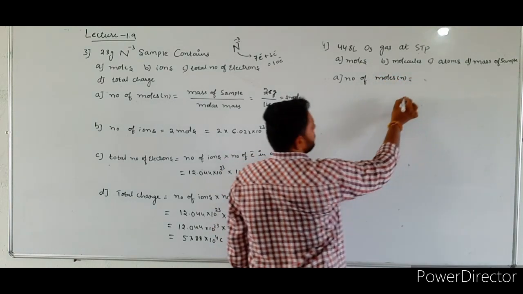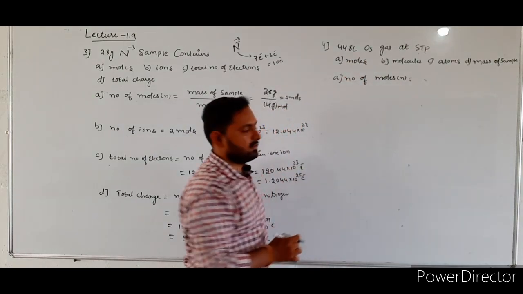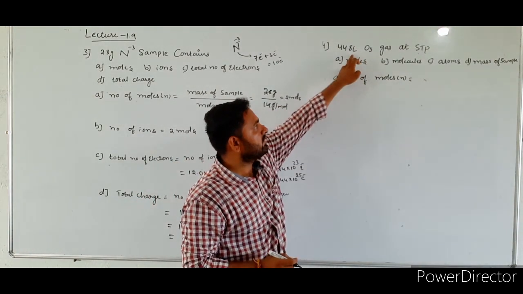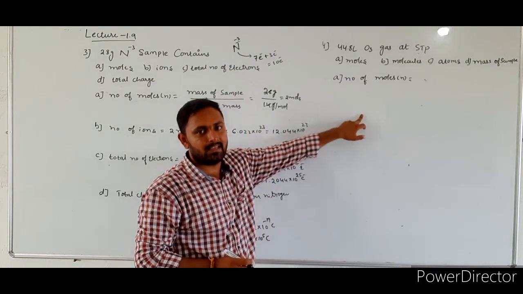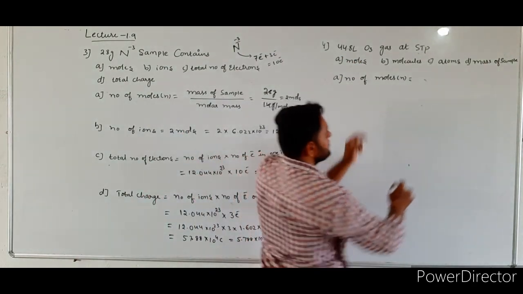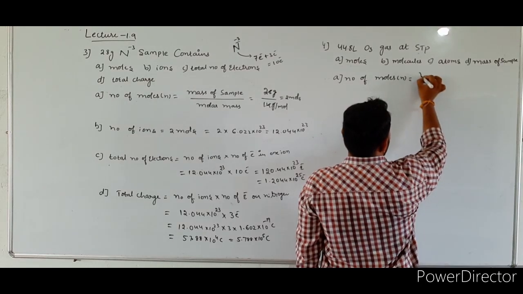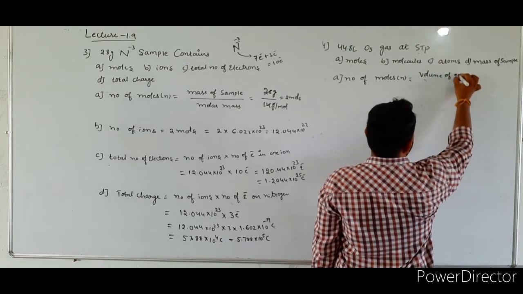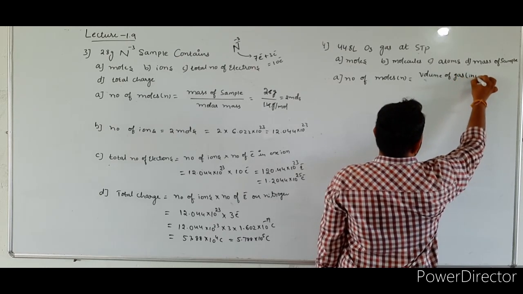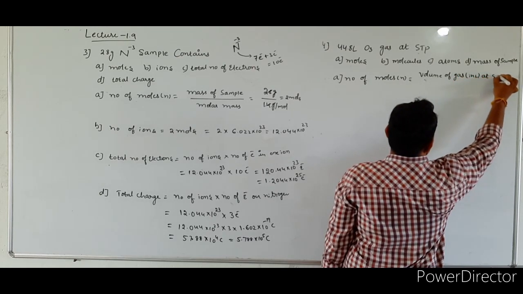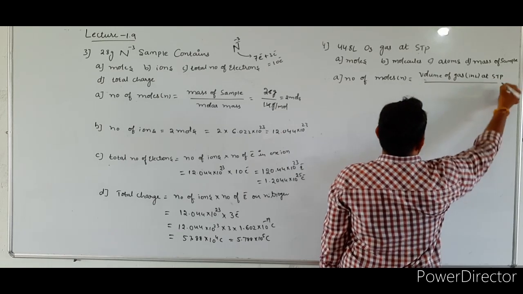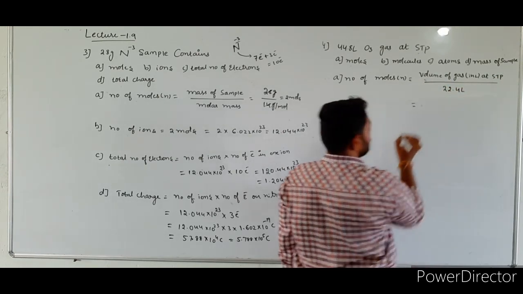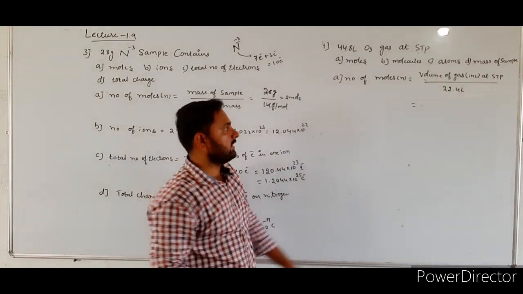is equal to, which formula applies here? First or second or third one? Here the volume of gas is given, so we have to apply the second formula. Number of moles is equal to volume of gas in liter at STP condition divided by 22.4 liter. Now substitute the values.